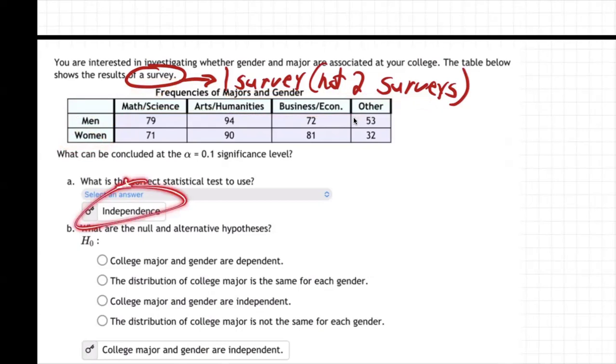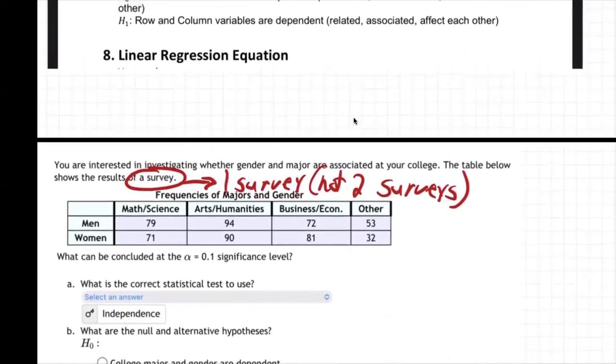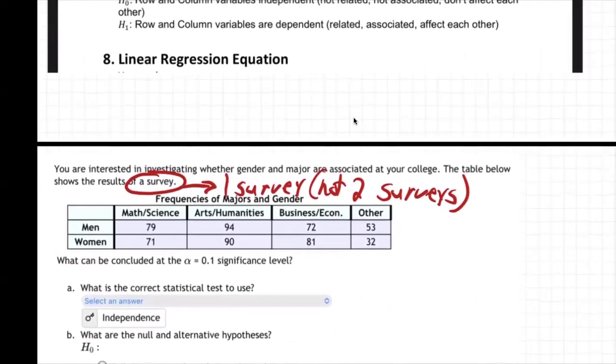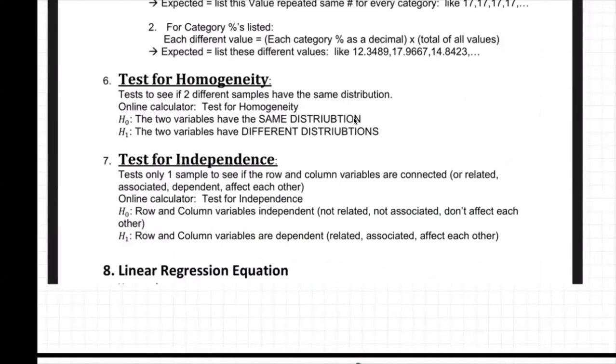Homogeneity means two groups are the same. We didn't do two groups. We didn't do two surveys, even though there are two groups here. We didn't specifically do two surveys where we just asked men and we just asked women. That would change the game. That's not what we're doing. And another helpful thing is that they use the word associated. Okay, and that is right there.